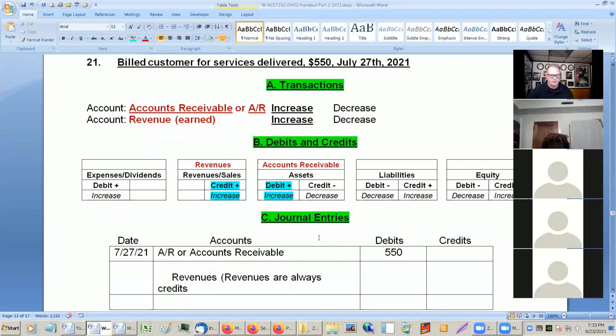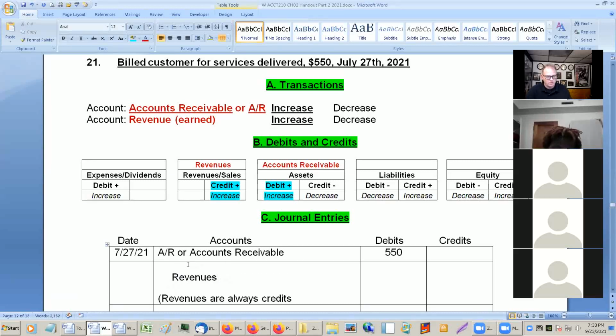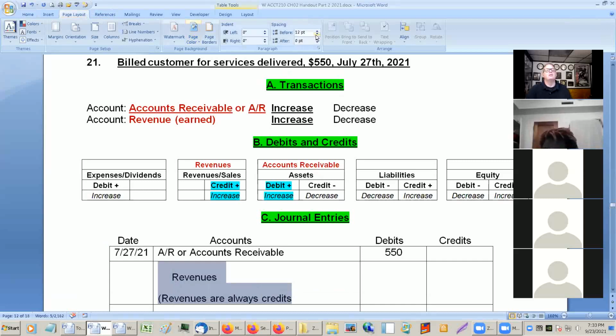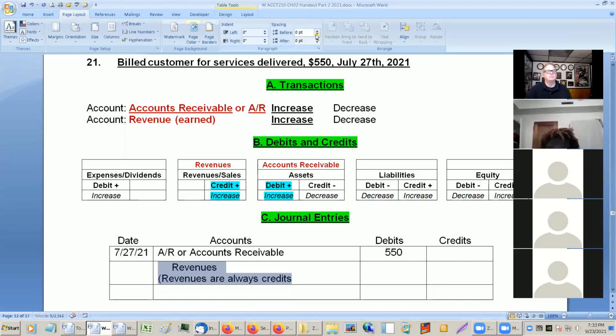Hey, what happened? There's some kind of weird spacing going on here.